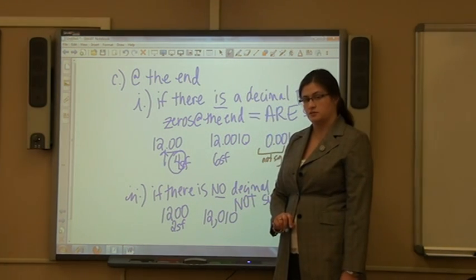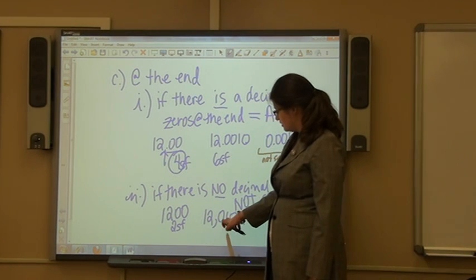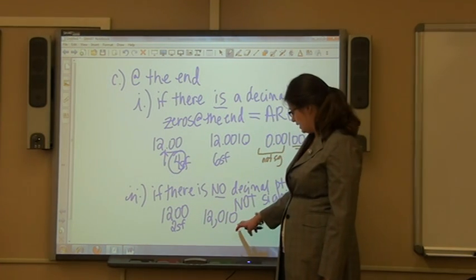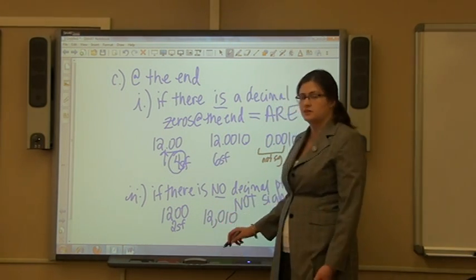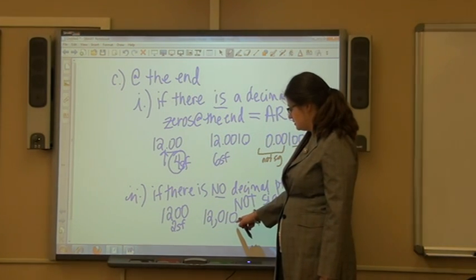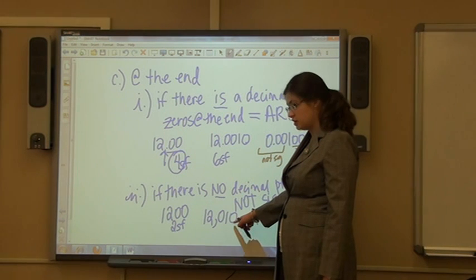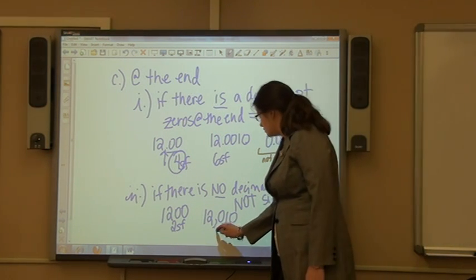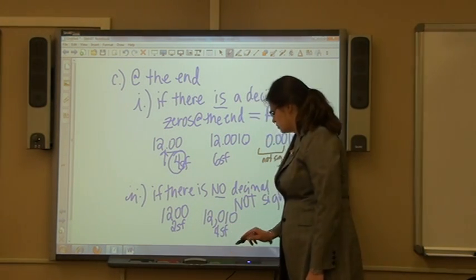Here we have an interesting case. We have a 0 in the middle, always significant, and 1 at the end. This is a comma because I have 12,010 here, this number. There's no decimal point, so that means that this 0 here is not significant. There's a total of 4 sig figs.